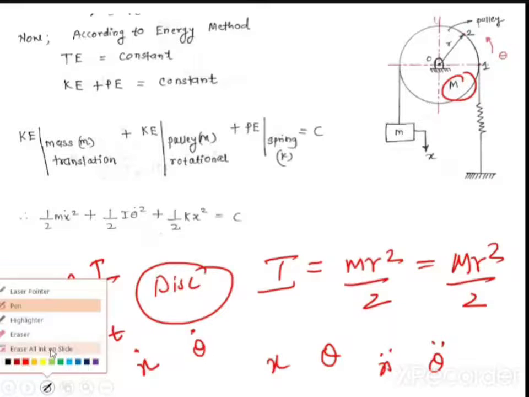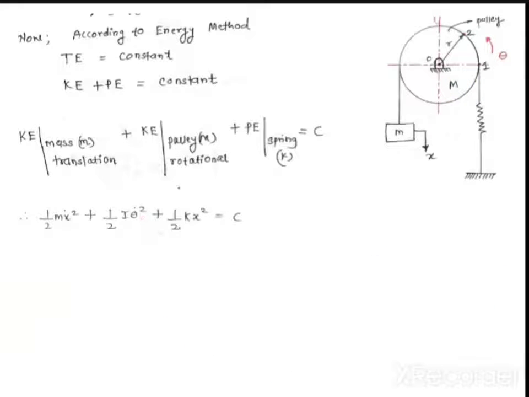So 1/2 I theta dot square. This is a rotational system, that is, a torsional system. So always you have to write 1/2 I theta dot square, where theta dot is the angular velocity, plus 1/2 k x square. Now first of all, we'll put down all. How will you solve this? 1/2 m into what is x dot?